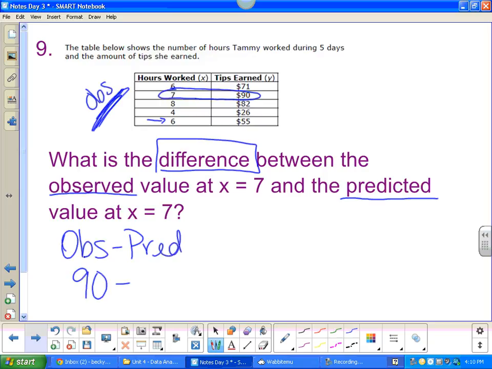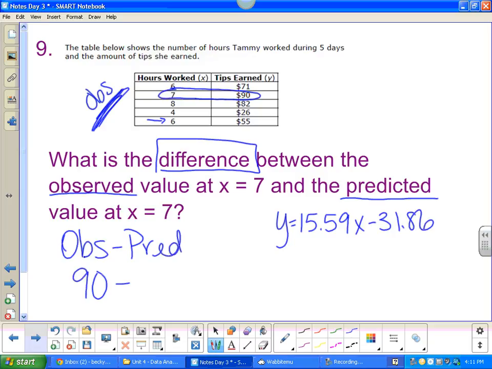To get my predicted amount at 7 hours, I need to find my equation. So I type my data into L1, L2, and I get my equation. And it's 15.59x minus 31.86. So that's my equation. That's my prediction equation.